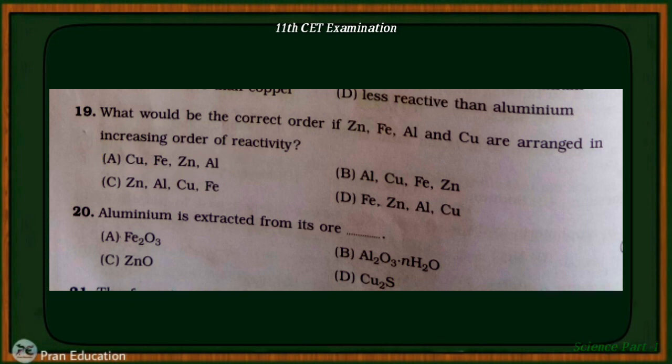20th. Aluminium is extracted from its ore dash. Options: A. Fe2O3, B. Al2O3.2H2O, C. ZnO, D. Cu2S. Correct option is option B. Al2O3.2H2O.